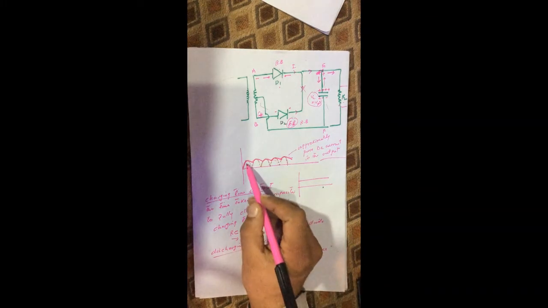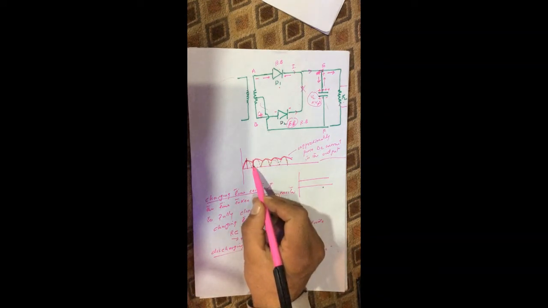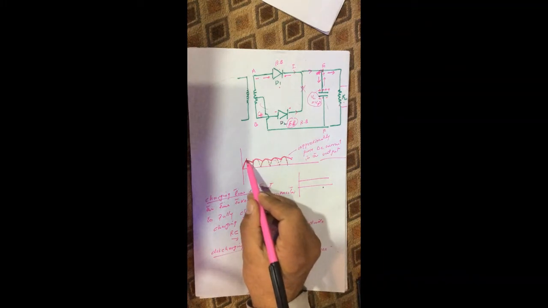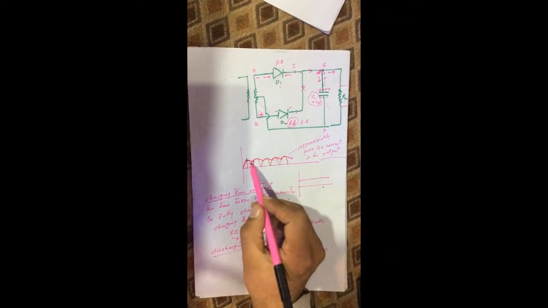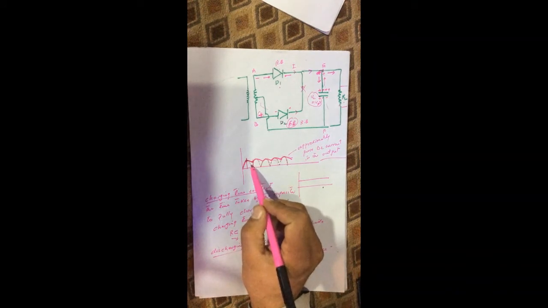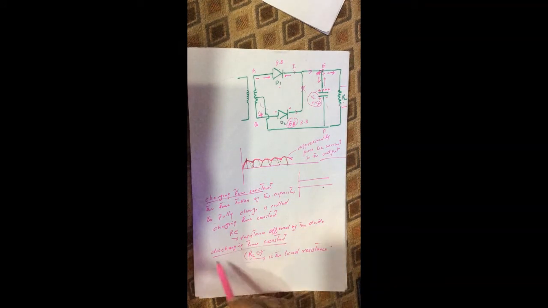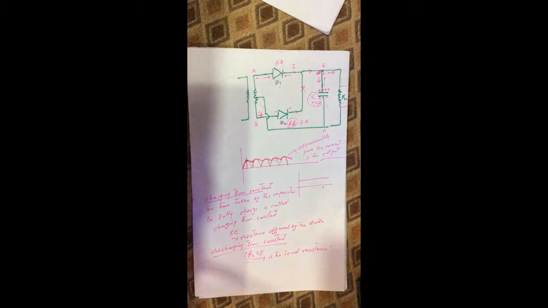Like if this discharging time taken by this capacitor, the discharging of the capacitor starts from here and it discharges till this point. If this is large, then this curve will be flattened, more flat. If this is small, then this will be more curved. So greater the discharging time constant, smaller will be the ripple in the output of this filter.